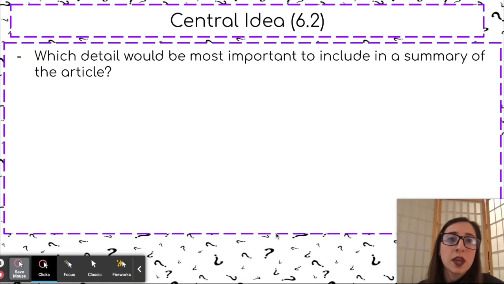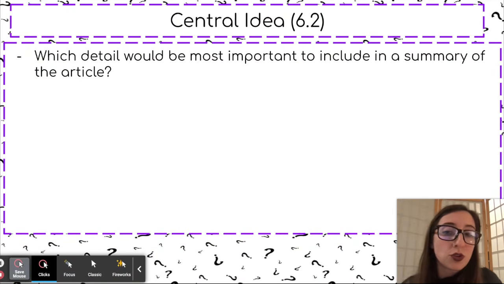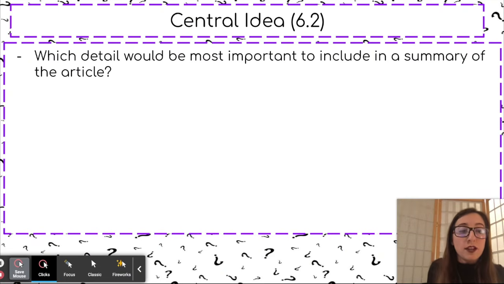All right. Next, moving on to central idea. Central idea, of course, you may remember from one of the previous videos, is the main idea or the main thing that the author wants you to take away after reading their article or story. So a really common question, you might see this on every single test you take, is which detail would be most important to include in a summary of the article?